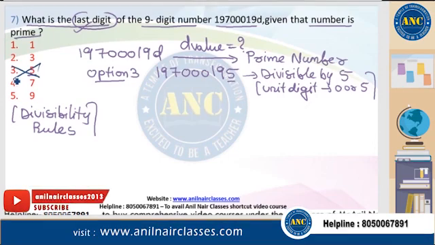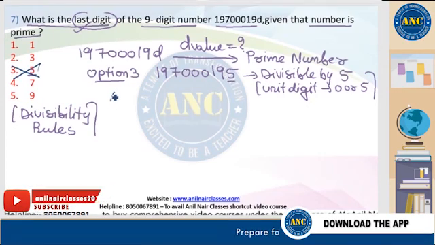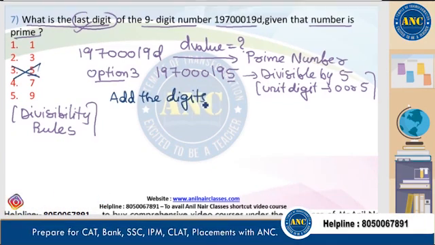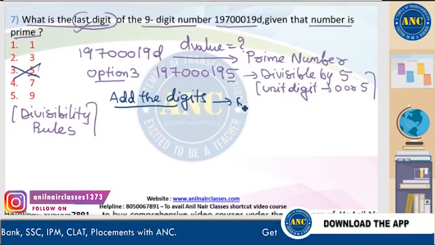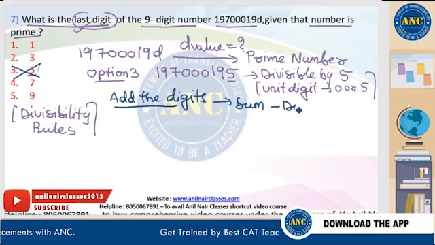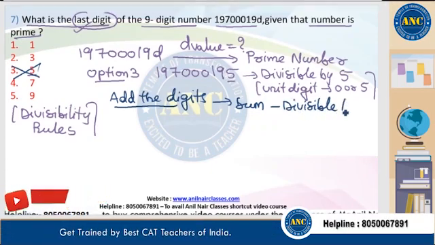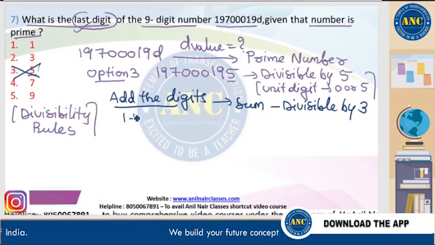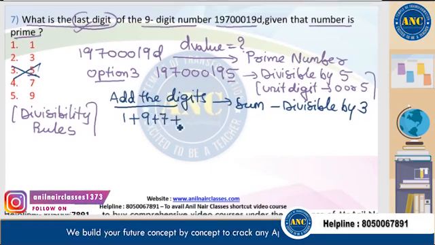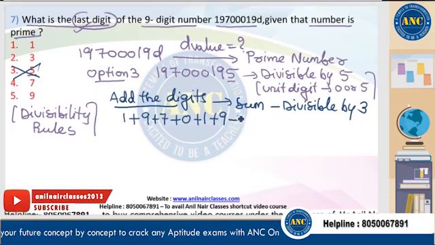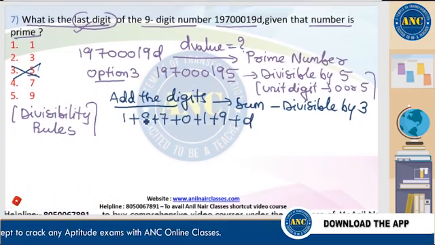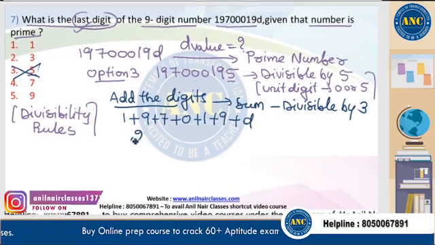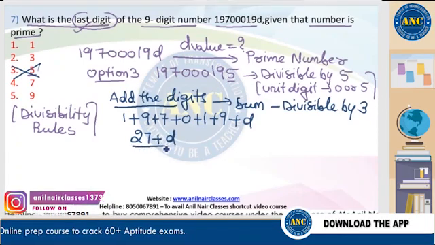And next, let me add the digits. Why are we adding the digits? Let me use the divisibility rule for 3: if the sum of the digits is divisible by 3, then the number is not a prime number. Adding the digits: 1 plus 9 plus 7 plus 0 plus 1 plus 9, 10, 10 plus 7, 17. 17 plus 1, 18. 18 plus 9, 27, which is 27 plus D.